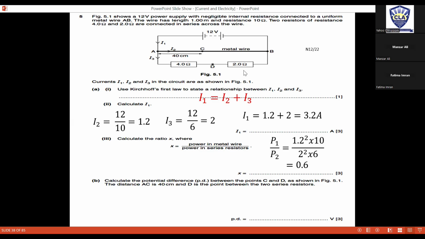इसी तरह D का पोटेंशियल जो होगा दैट विल बी द वोल्टेज अक्रॉस 2 ओम्स। सर, मुझे एक चीज समझ में नहीं आई। आपने जब पावर की रेशियो निकाली तो 1.2 को 10 से मल्टीप्लाई क्यों किया और 2 को फिर 6 से क्यों किया?